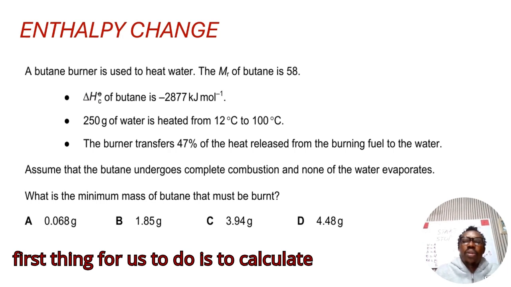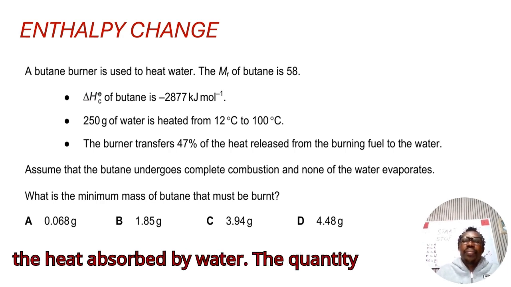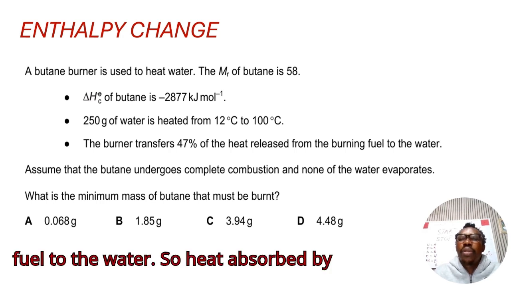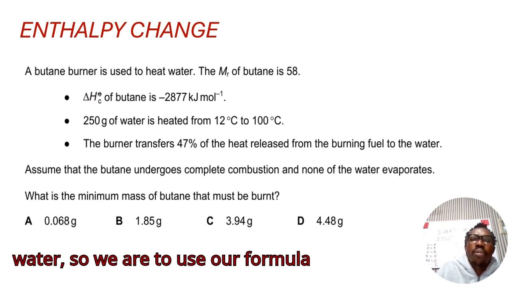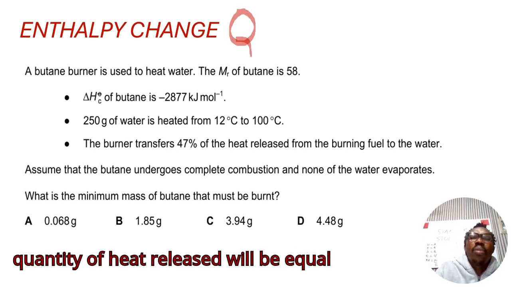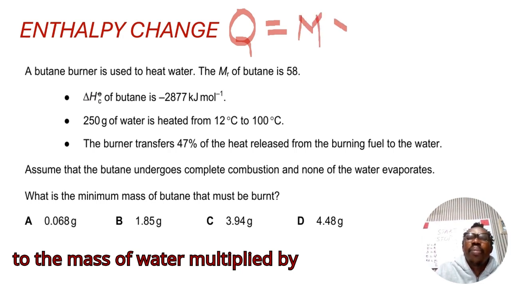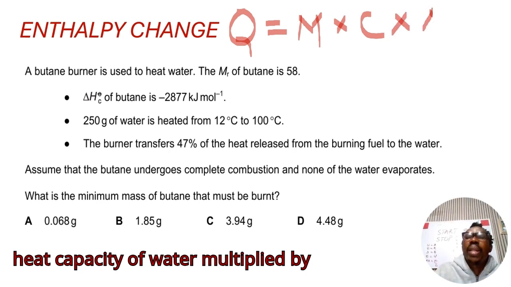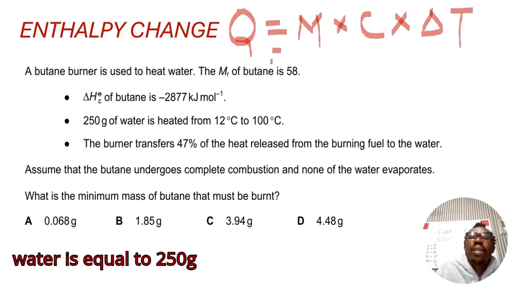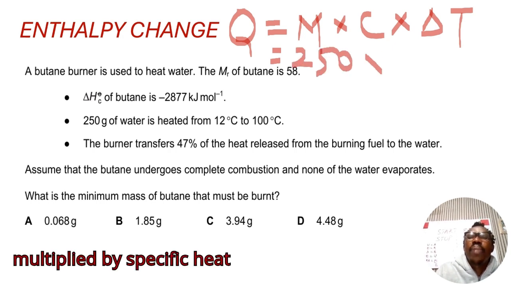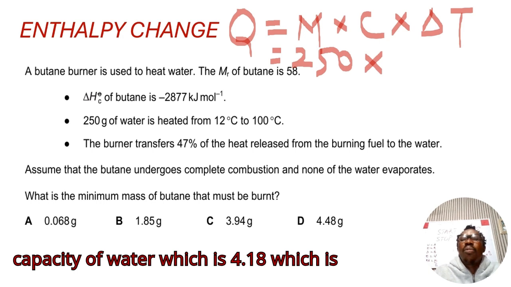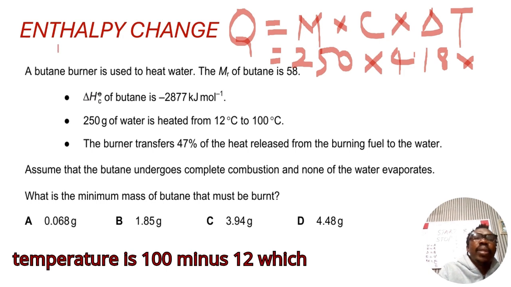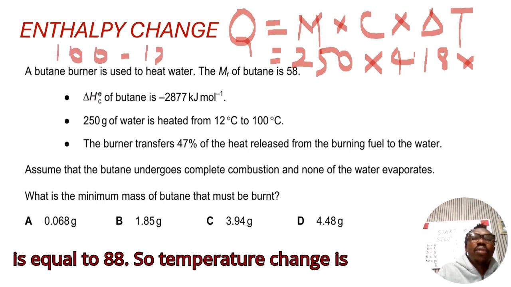So the first thing for us to do here is to calculate the heat absorbed by water, the quantity of heat that is released from the burning fuel to the water. So we have to use our formula. Quantity of heat released will be equal to the mass of water multiplied by the specific heat capacity of water multiplied by change in temperature. So the mass of water is equal to 250 grams multiplied by specific heat capacity of water, which is 4.18, which is a constant, multiplied by change in temperature, 100 minus 12, which is equal to 88.